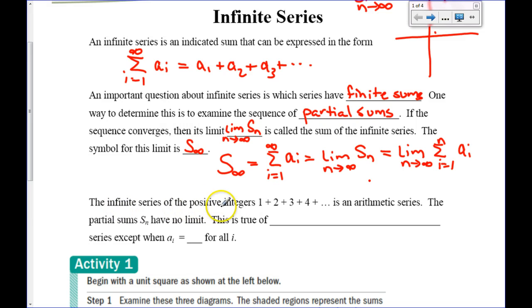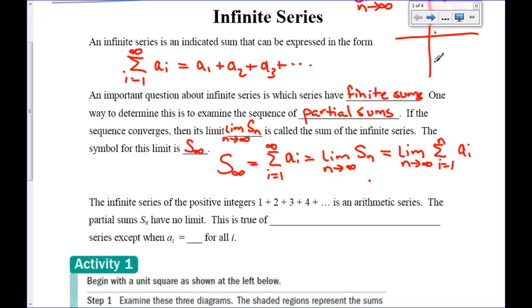The infinite series of positive integers, 1 plus 2 plus 3 plus 4 plus dot, dot, dot, is an arithmetic series. What is being added to each term here, you guys? 1, okay? The partial sums S sub n have no limit. If you add all that together, it doesn't get smaller, it just gets infinitely big, right? It never approaches something like the one I just showed you on the screen. It just goes on forever.